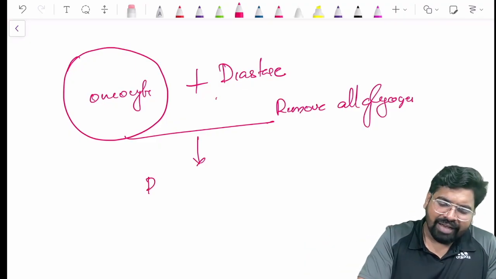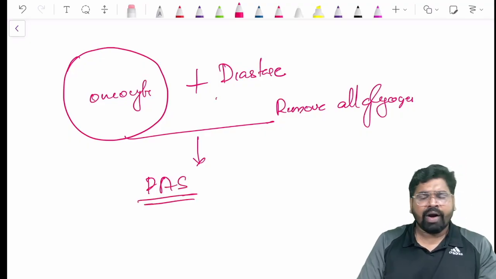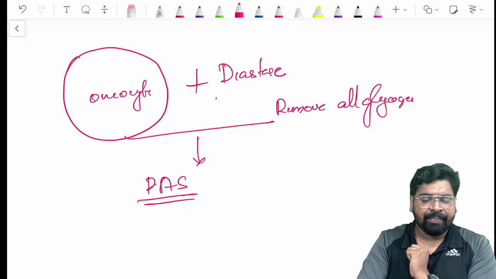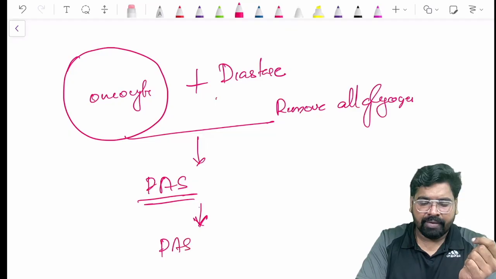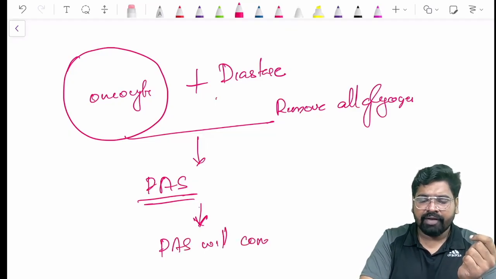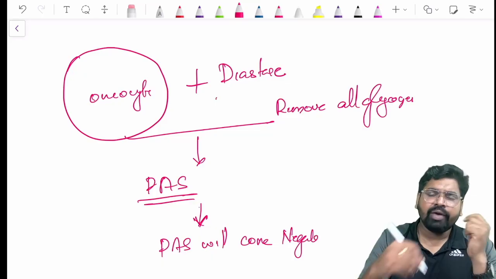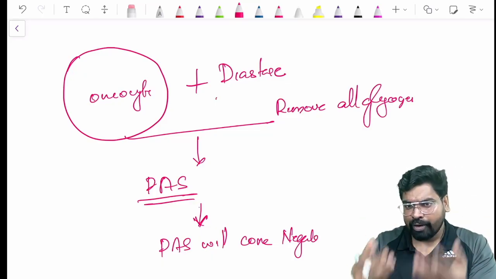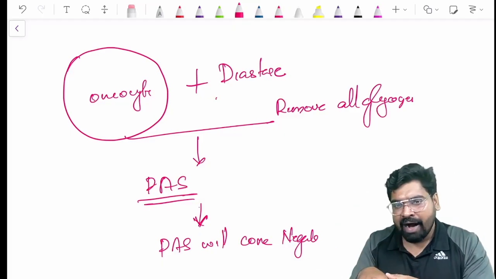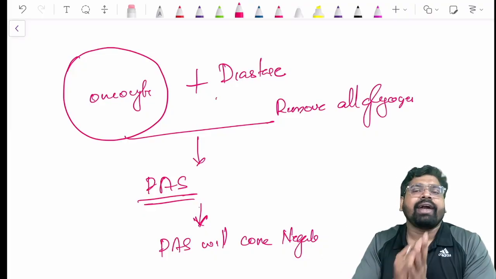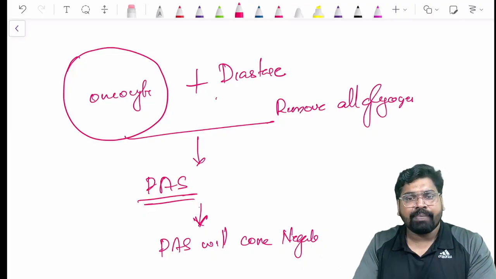Now if I do PAS again, what will be the result? I did the PAS again. Now the PAS will come negative. PAS will come negative because when I did PAS alone, it was positive. When I put diastase first and then did PAS, the diastase had already digested and removed all the glycogen. Now the PAS will be negative.